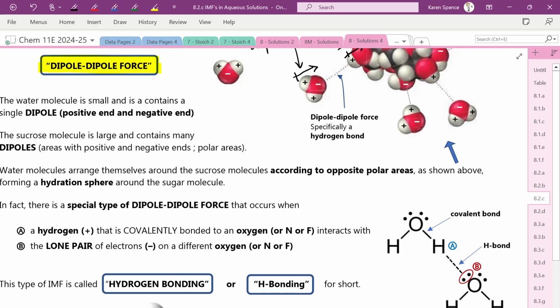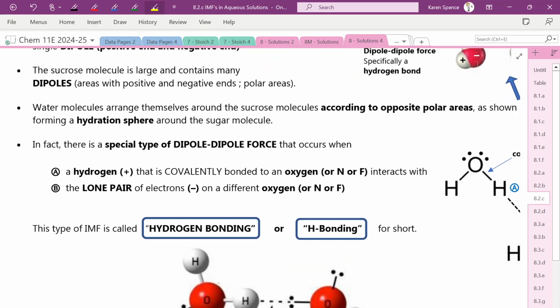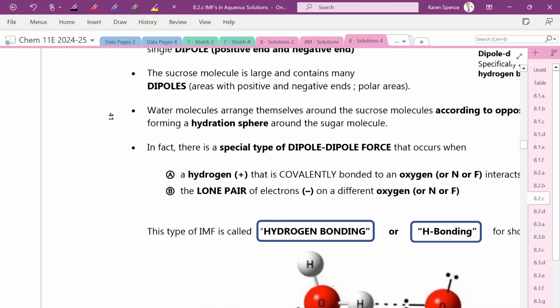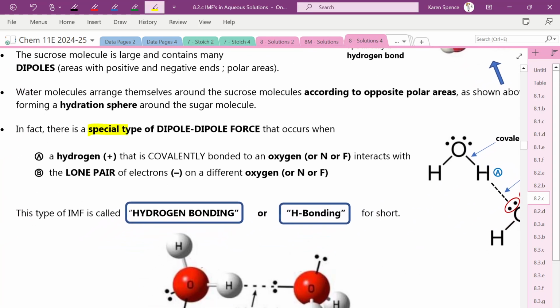So now we just talk about this special type of dipole-dipole bond. This is back on page 41. Our special type of dipole-dipole bond is the hydrogen bond, and it occurs between the hydrogen that is bonded to oxygen, N, or F, and the lone pair on a different N, O, or F, called hydrogen bonding, or H bonding for short.